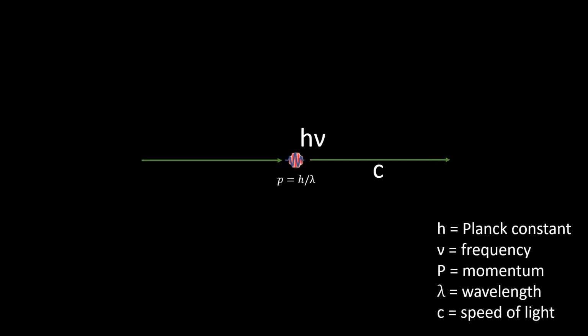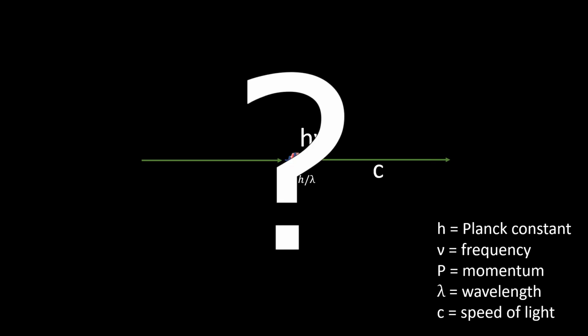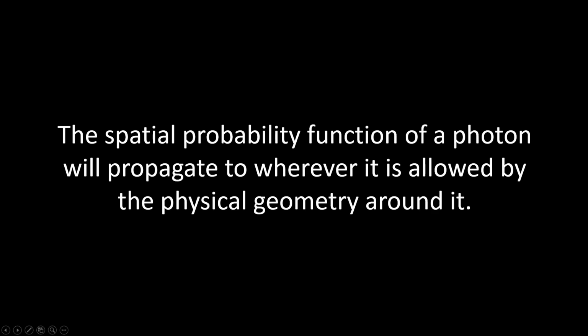But according to quantum theory, the spatial probability function still is the superposition of all possible locations where you might observe the photon. So the question is, what does this probability function look like? Now, in trying to understand this myself, I formulated it as follows. The spatial probability function of a photon will propagate to wherever it's allowed by the physical geometry around it. Put simply, the photon will go everywhere at the same time, as long as the world around it allows it to go there.